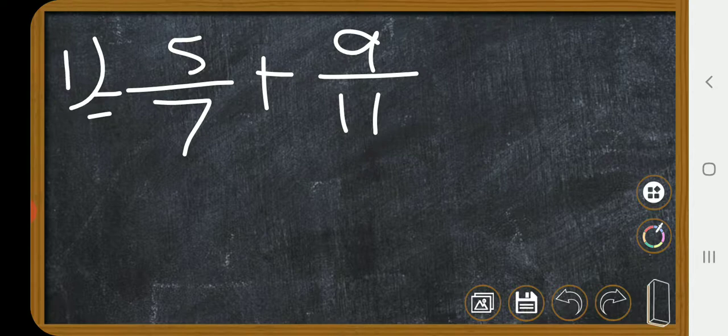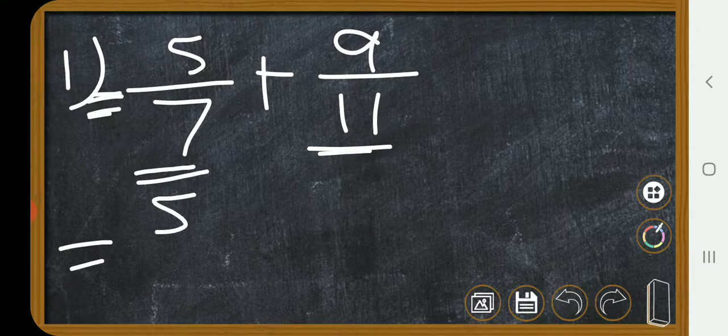To do the addition, first we have to check whether the denominators are the same. The denominators are different: this is 7 and this is 11. We have to make the denominators equal, but 7 and 11 are both prime numbers, so we cannot convert, so we have to do the cross multiplication.